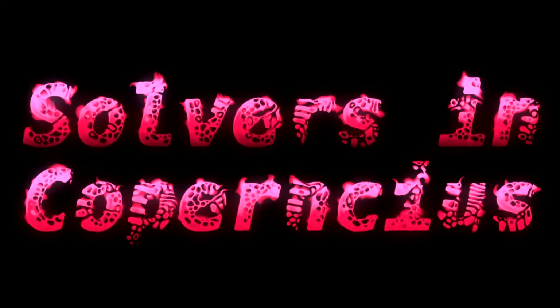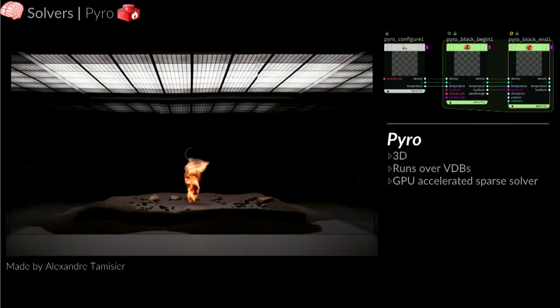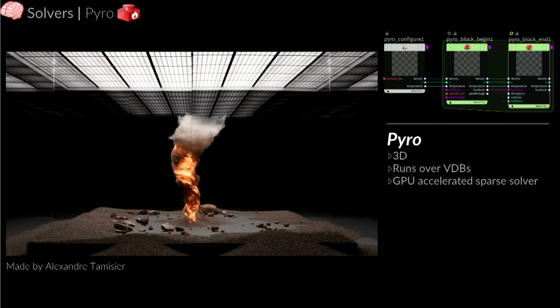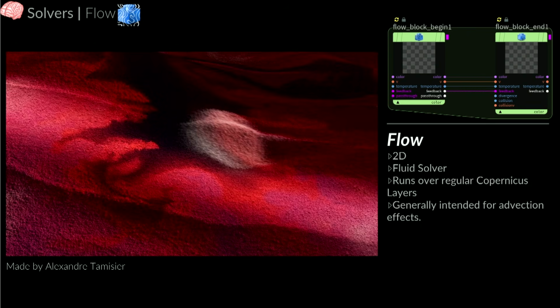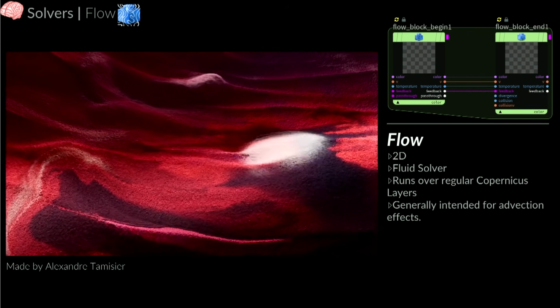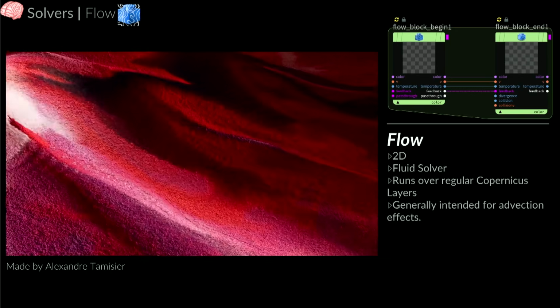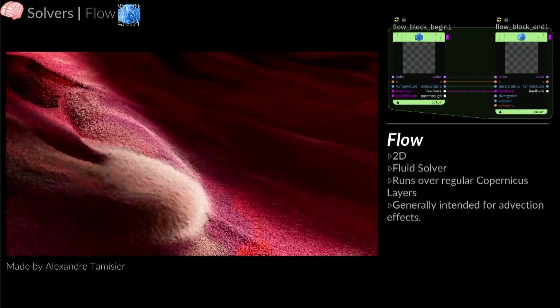So solvers in Copernicus, we added 3 for this release, and they're all super unique compared to each other. But because of the nature of the way solvers are made in Copernicus, they're all formatted super similarly, so it's easy to talk about them in a general way. So let's go through them. Firstly is Pyro. This is not to be confused with the Pyro solvers in SOPs and DOPs. It's a 3D solver which runs over VDBs. Next up is Flow, which is a pure 2D fluid simulation, which runs over regular Copernicus layers, so that means like RGB or mono layers.